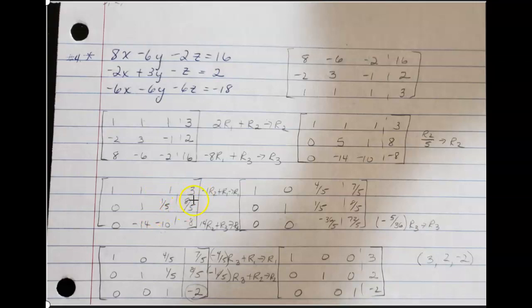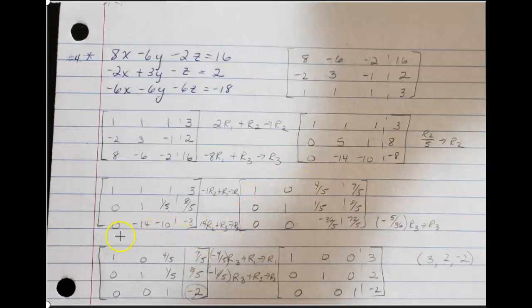So, sorry, -1 times 1 is -1 plus 1 is 0, and there it is. -1 times -1/5 is +1/5 plus 1 is 4/5. -1 times 8/5 is -8/5 plus 3 is 7/5. So we've got our 0 here that we wanted.